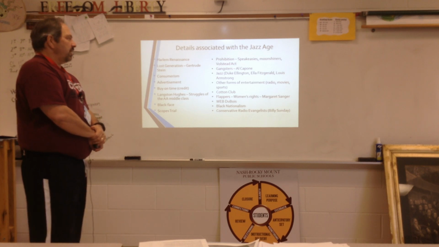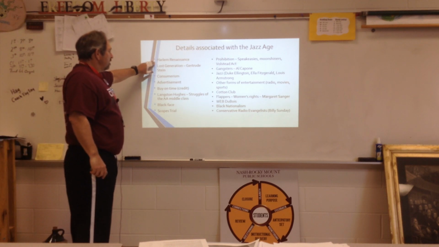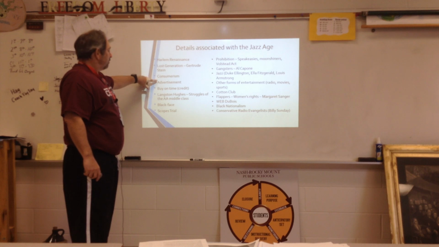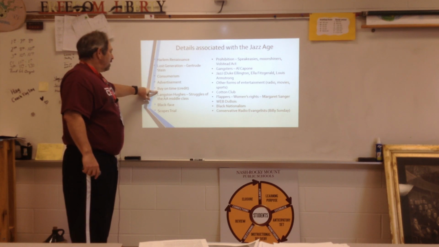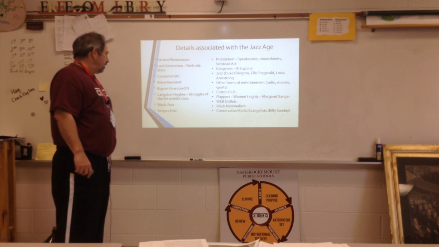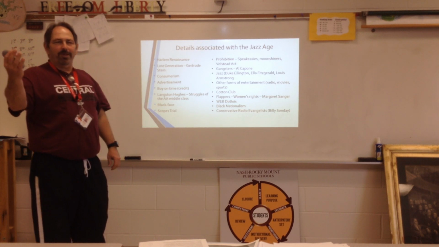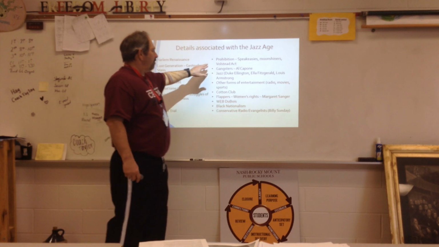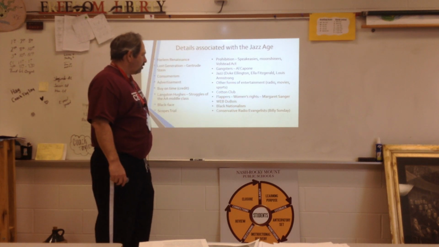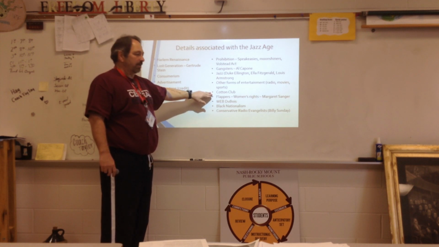These are all details associated with the Jazz Age that you could have used. The Harlem Renaissance, the Lost Generation with Gertrude Stein. Consumerism, advertisement, buying on time or on credit. Langston Hughes, the struggles of the African American middle class. Blackface, somebody did use that, that was pretty good. The Scopes Trial, which talked about the difference between being conservative and more liberal. Prohibition, speakeasies, moonshiners, the Volstead Act, gangsters, Al Capone, jazz, Duke Ellington, Ella Fitzgerald, Louis Armstrong. Other forms of entertainment, you could have talked about the radio, movies, sports, could have mentioned the Cotton Club.